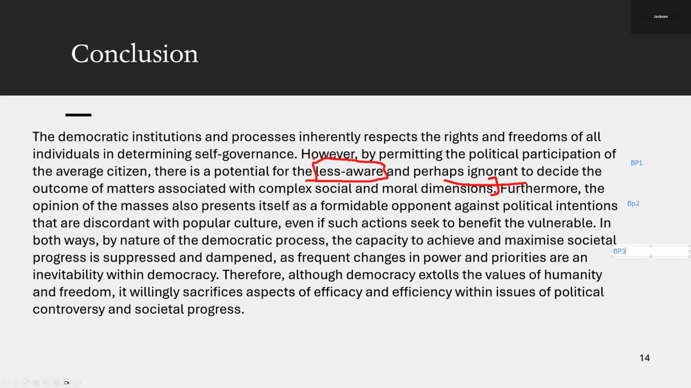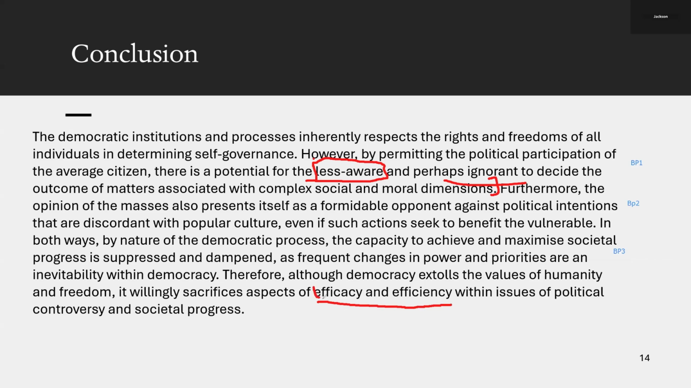Changes in political power, in political parties, causing differences in the interests and the priorities of society. Therefore, although democracy extols the values of humanity and freedom, it willingly sacrifices aspects of efficacy and efficiency within issues of political controversy and societal progress.